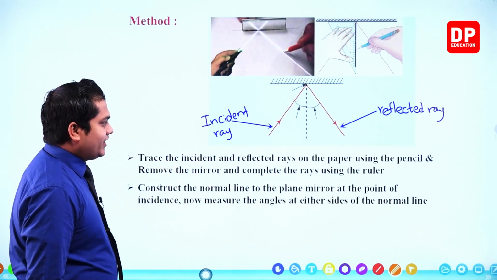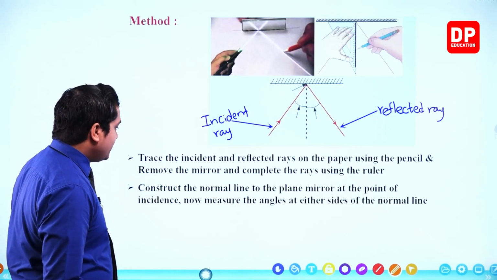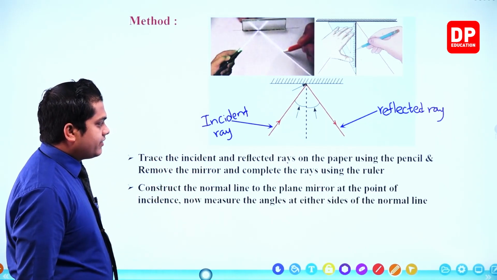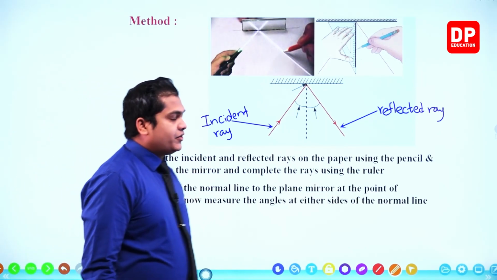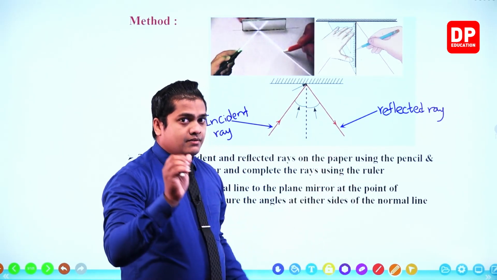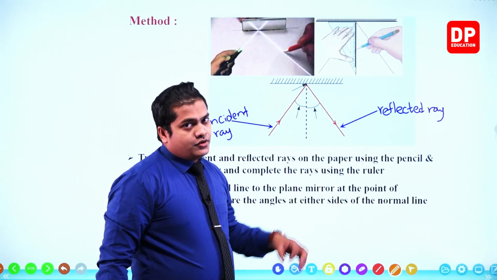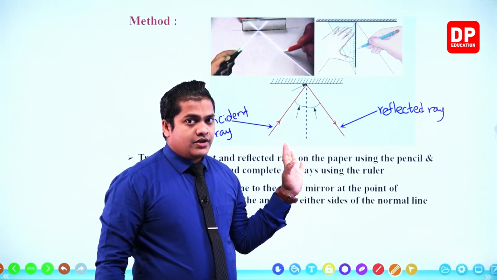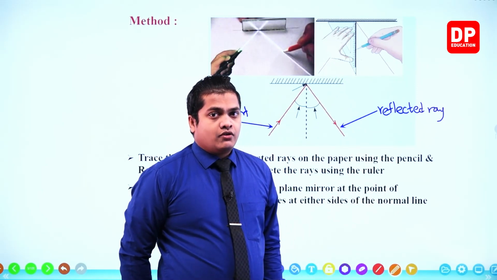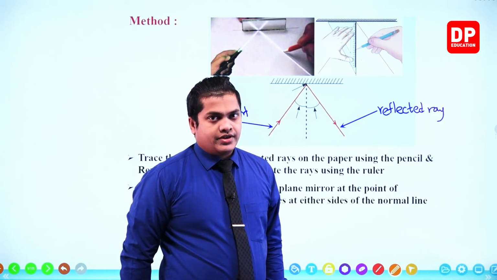Now what do you have to do? Trace the incident ray and reflected ray on the paper using the pencil, and remove the mirror and complete the rays using the ruler. You have to keep the top laser beam like this, and by using your pencil you have to mark how it is going to travel. Then you have to remove the plane mirror surface and draw the pathway of the reflected ray and the pathway of the incident ray.